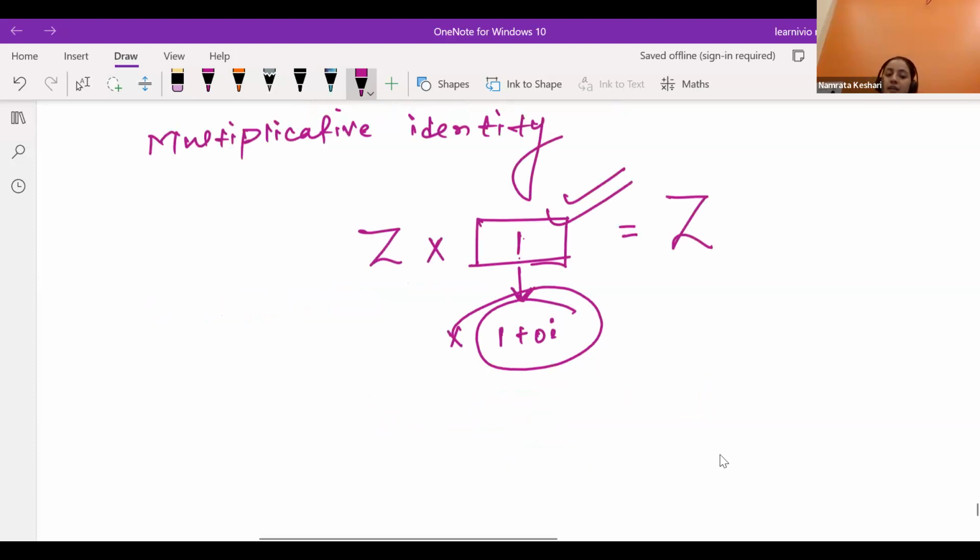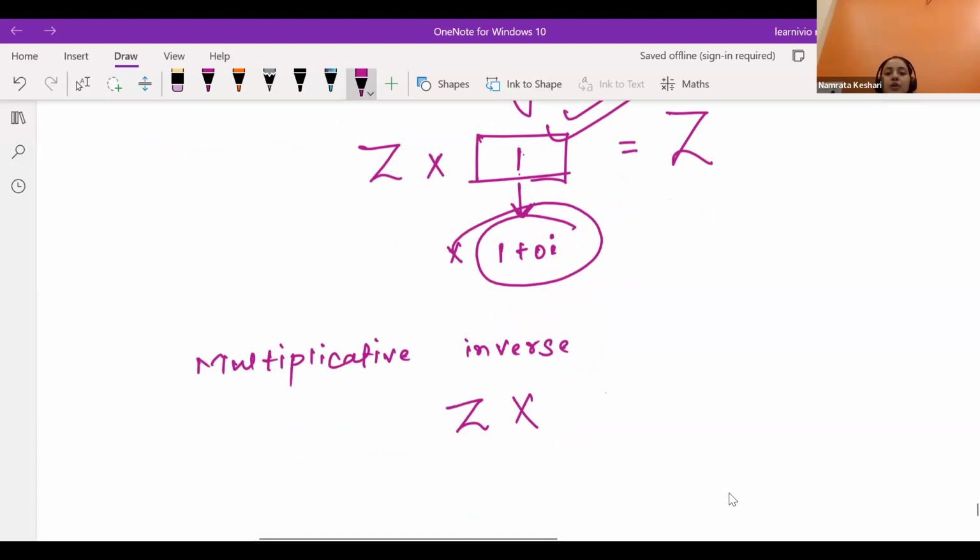Yes. Now multiplicative inverse. If we are having a complex number, let's multiply inverse with this complex number. Inverse means opposite, or reciprocal. These are the synonymous words for inverse.